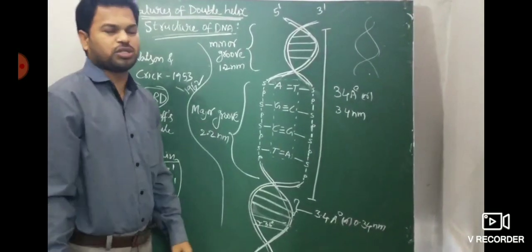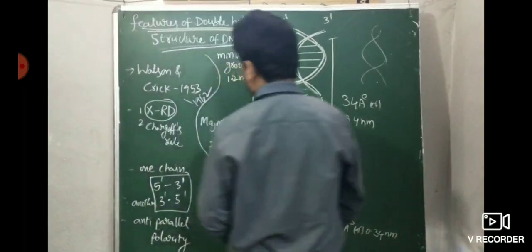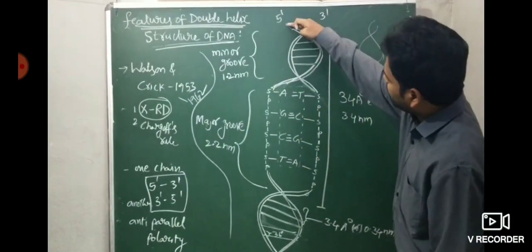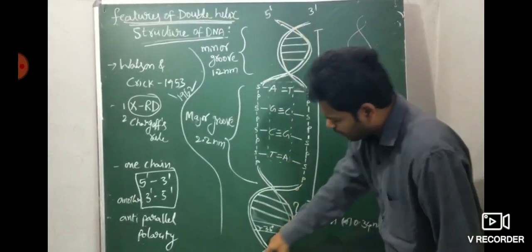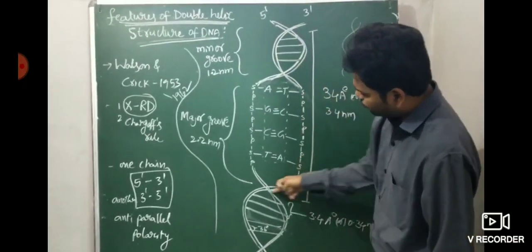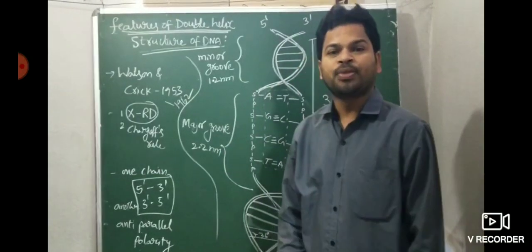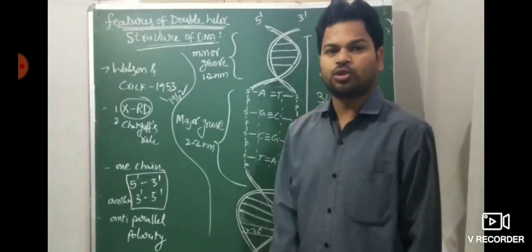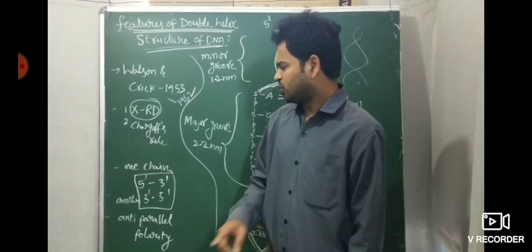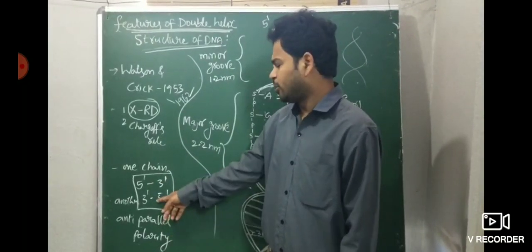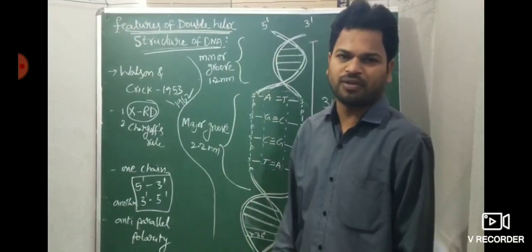In the DNA double helix, the two strands of the polynucleotide chain show anti-parallel polarity, meaning one chain is 5' to 3' and the other is 3' to 5'. This can also come as an assertion-reason question. Statement 1: the double helix structure of DNA has 2 chains that show anti-parallel polarity. Statement 2: one chain is 5' to 3' and the other is 3' to 5'. Both statements are correct, and the second is the correct explanation for the first.